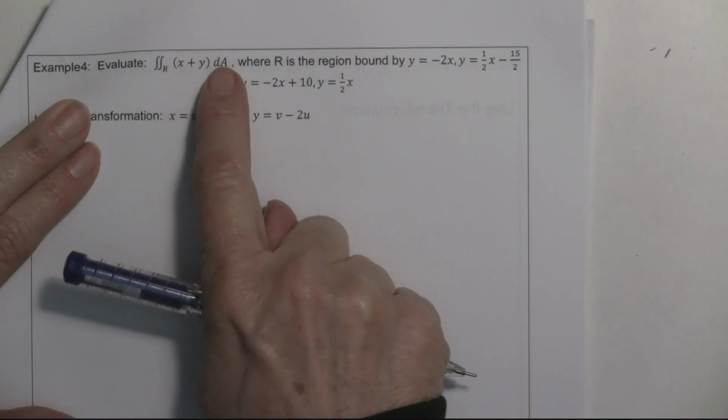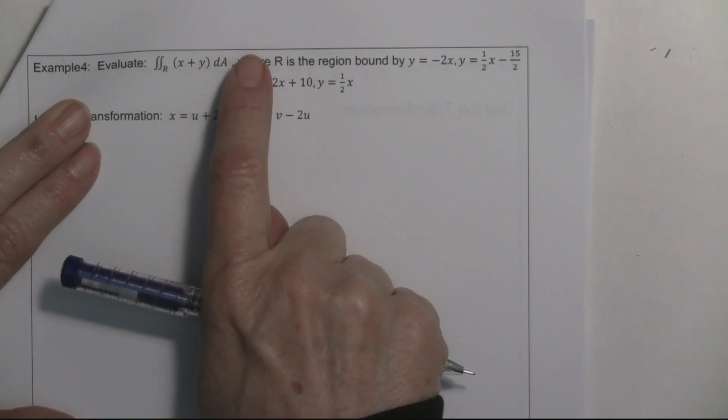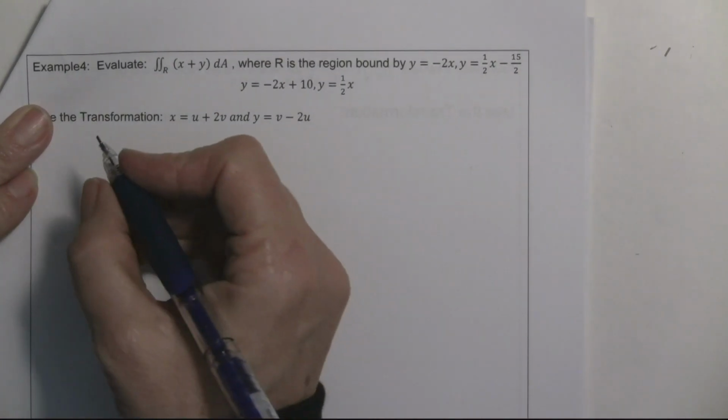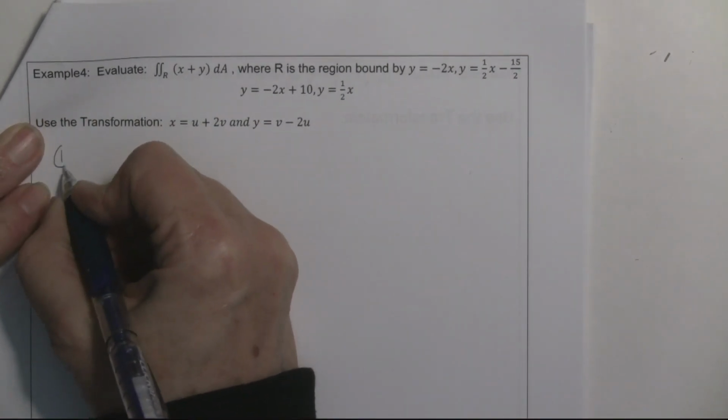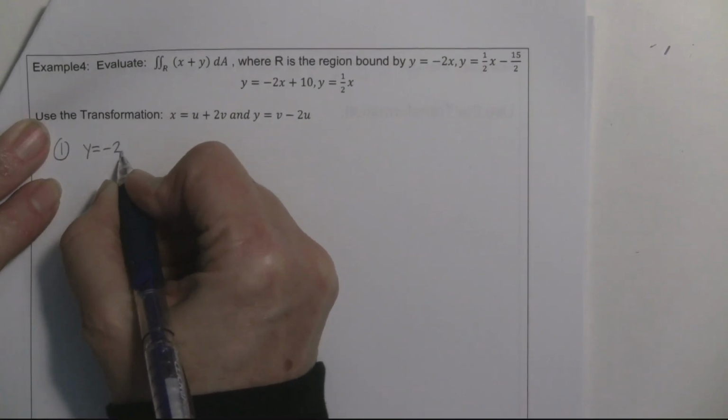And instead of having either dx, dy, we're going to have the Jacobian du, dv, or the Jacobian dv, du, because that's what we're changing into, u's and v's. So that's what's going to happen. So real quickly, equation 1 looked like this: y equals negative 2x.